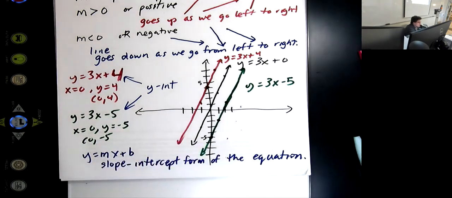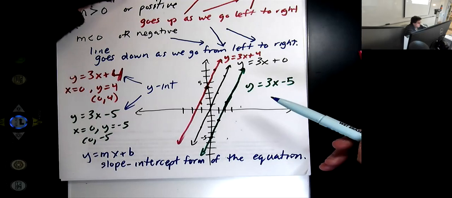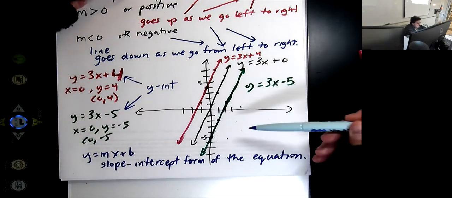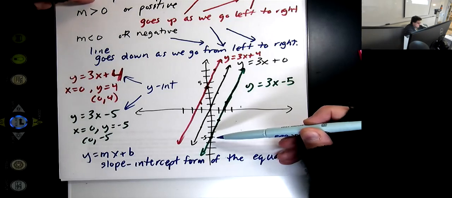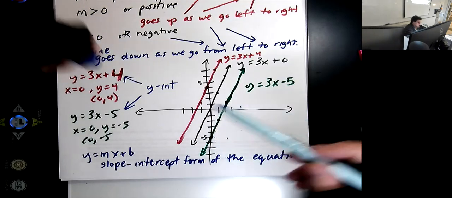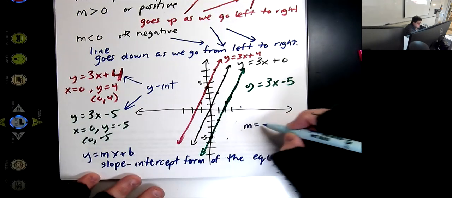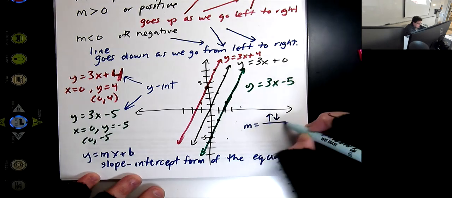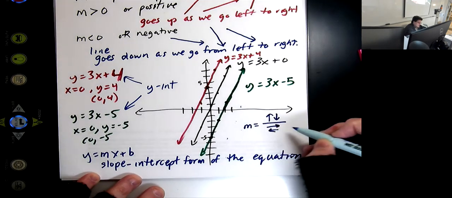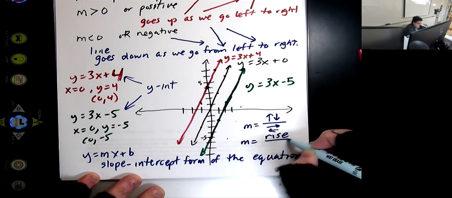When you have it in this form, it's really easy. You just grab the last number, find where it is on the y-axis, put a point there, and then you use the slope to go along it. The slope shows how far we go up or down over how far we go left or right. Some of you might remember it as rise over run. You've seen this before.